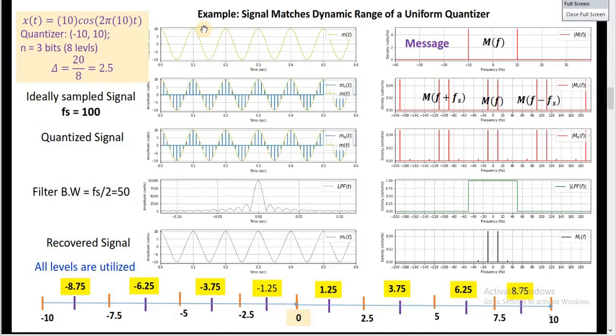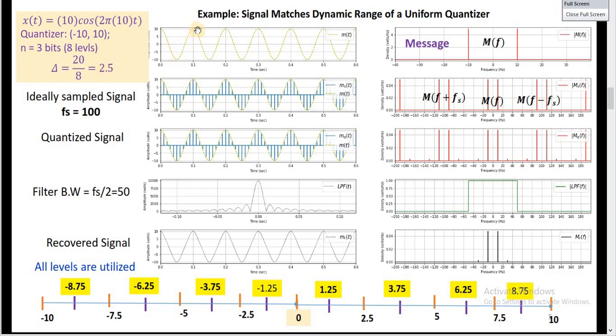We recall this example from the previous lecture. That is, a signal that matches the dynamic range of the uniform quantizer. x of t equals 10 cosine 2 pi 10 t is applied to a uniform quantizer with a dynamic range between -10 and 10, and we assume that this is an 8-level uniform quantizer. The step size for this quantizer is this dynamic range divided by the number of levels, so that will be 20 divided by 8, and the step size is 2.5.